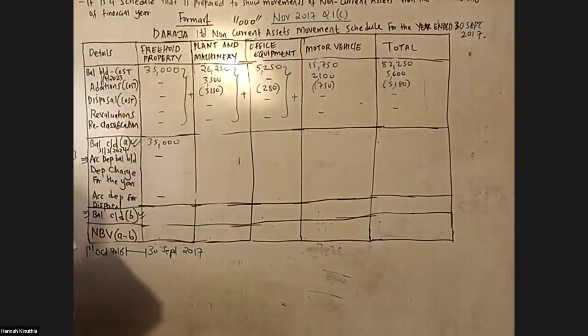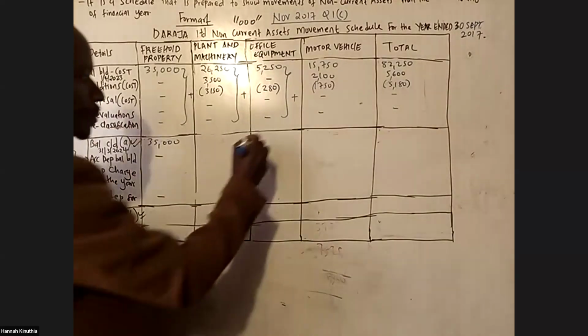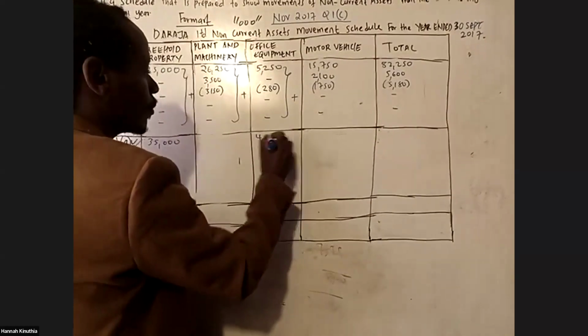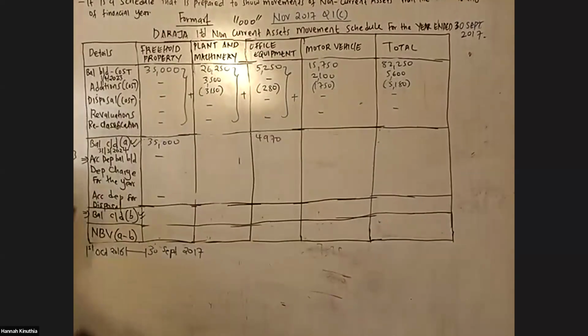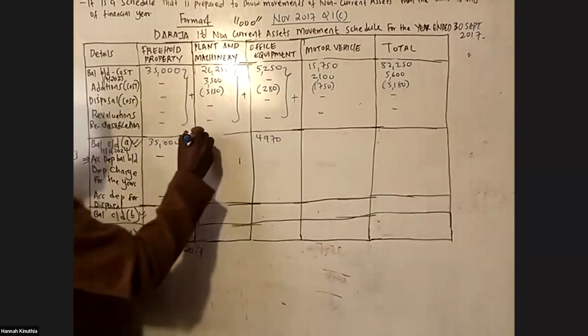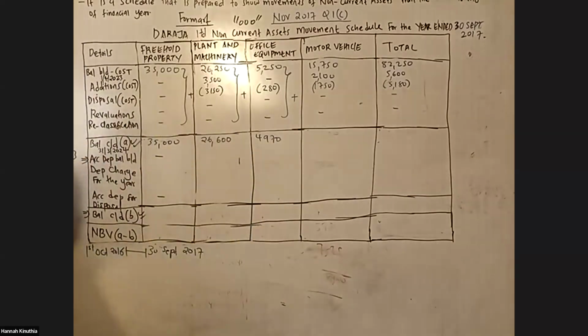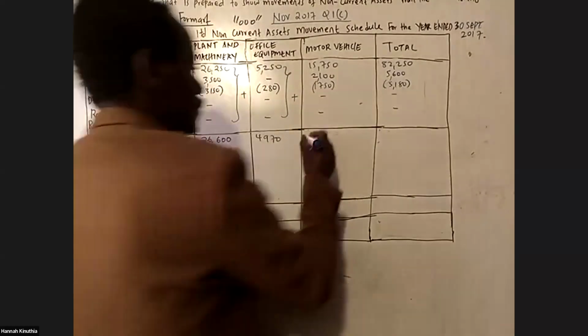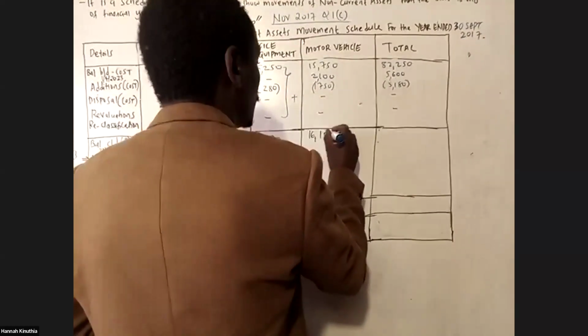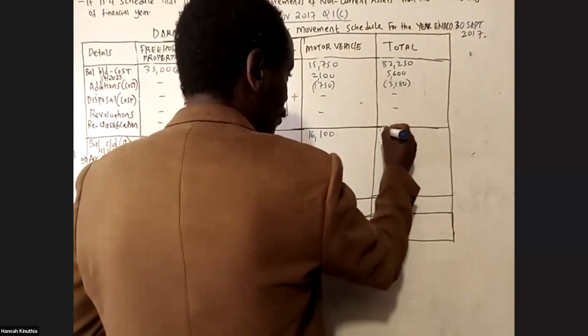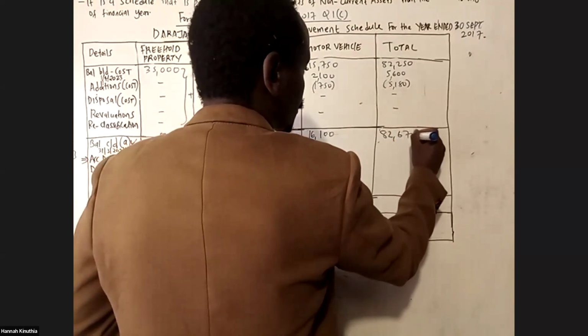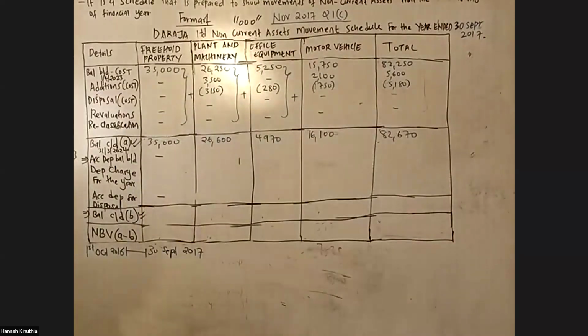So 52 50 plus 250 minus 280, 4970. Hii itakuwa 26,600. Motor vehicle 16,100, after adding, 82,670. Is that one correct?